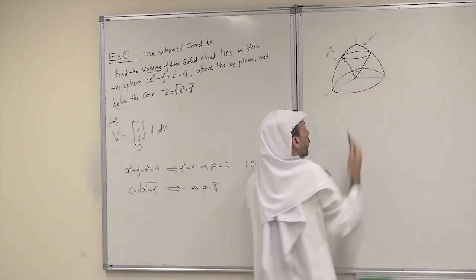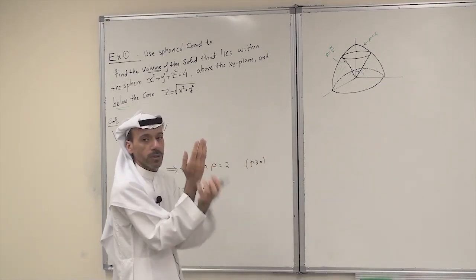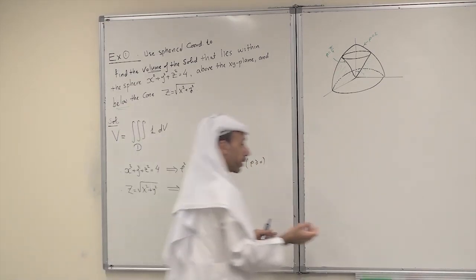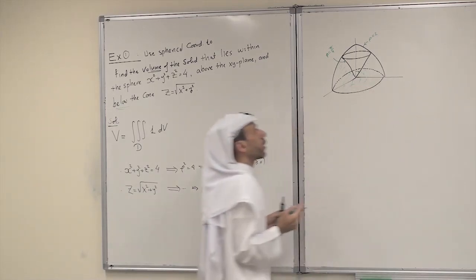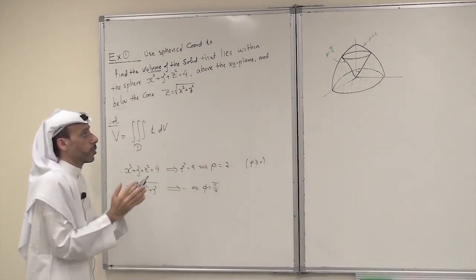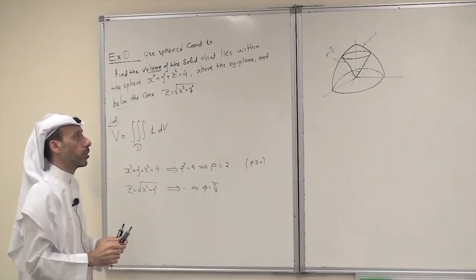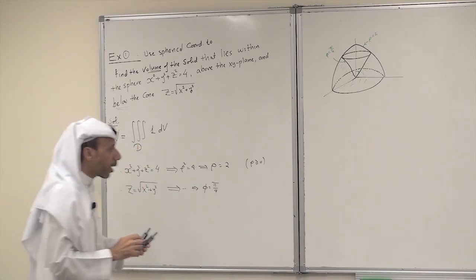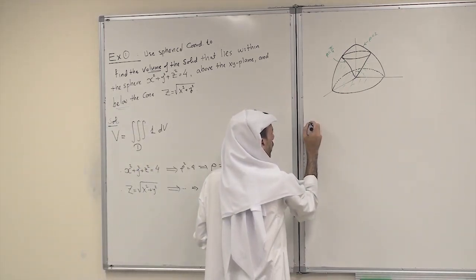Everything is below the cone. So this is a cone, and everything below it and above the xy plane. So this is the solid above the xy plane and below the cone. Now we go to describe D, the limits of rho, phi, and theta.